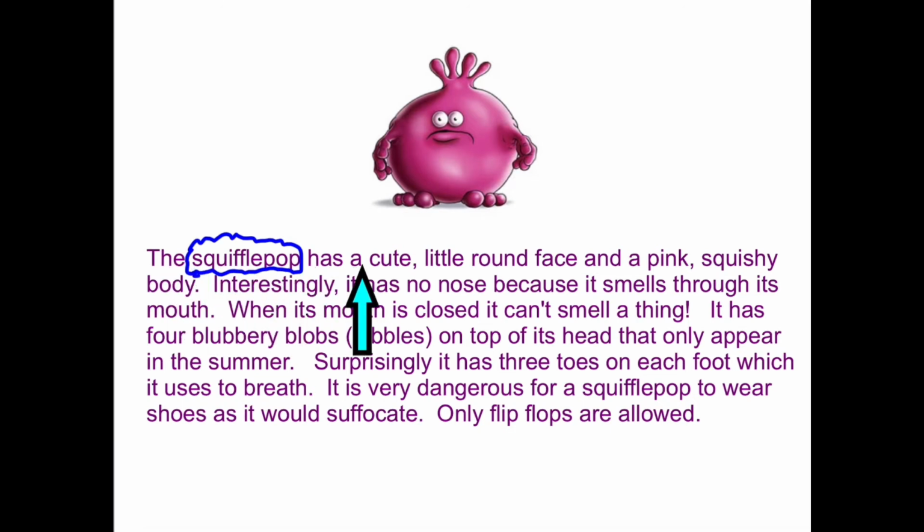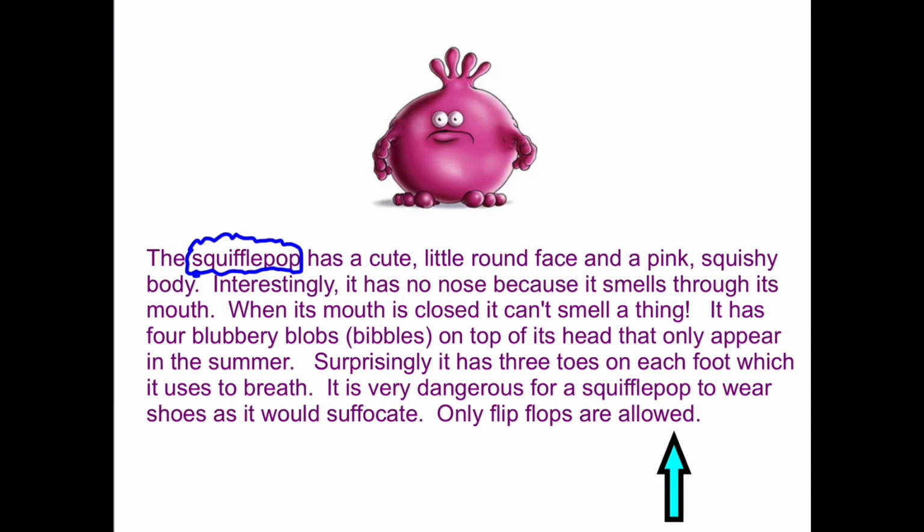The squiffle pop has a cute little round face and a pink squishy body. Interestingly, it has no nose because it smells through its mouth. When its mouth is closed, it can't smell a thing. It has 4 blubbery blobs, bibbles, on top of its head that only appear in the summer. Surprisingly, it has 3 toes on each foot, which it uses to breathe. It is very dangerous for a squiffle pop to wear shoes, as it would suffocate. Only flip-flops are allowed.